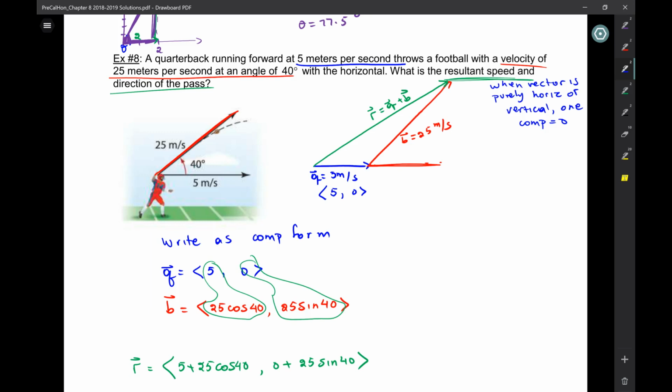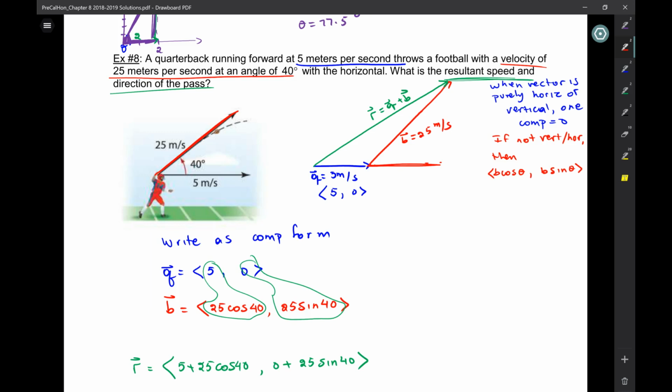And if it's not vertical or horizontal, that's an if-then statement, then it's B cosine theta, B sine theta. What does B represent? B is the magnitude of the vector. So if this has a magnitude of 25, then 25 cosine theta, 25 sine theta. All right? Now we did that.